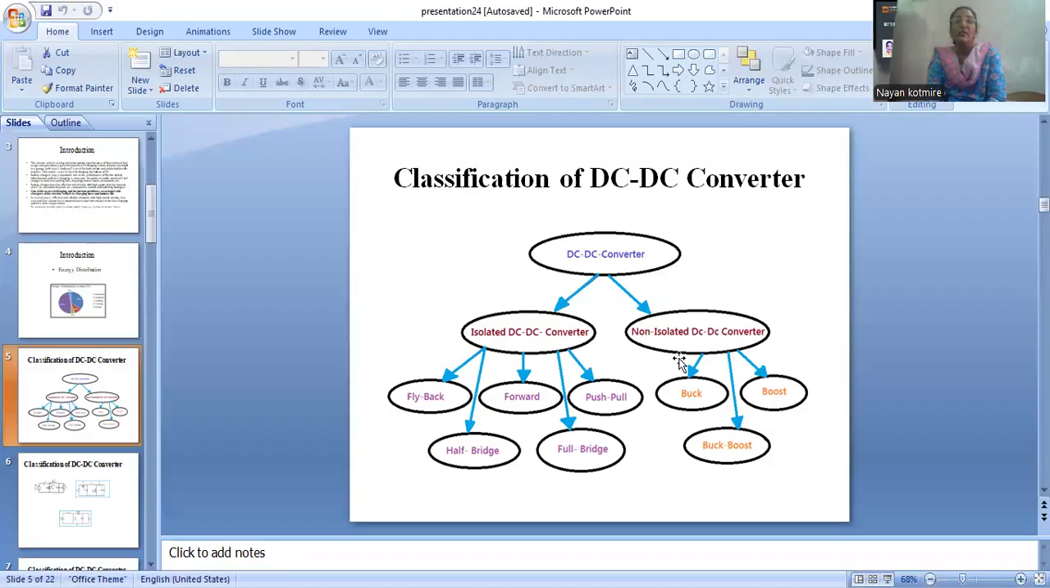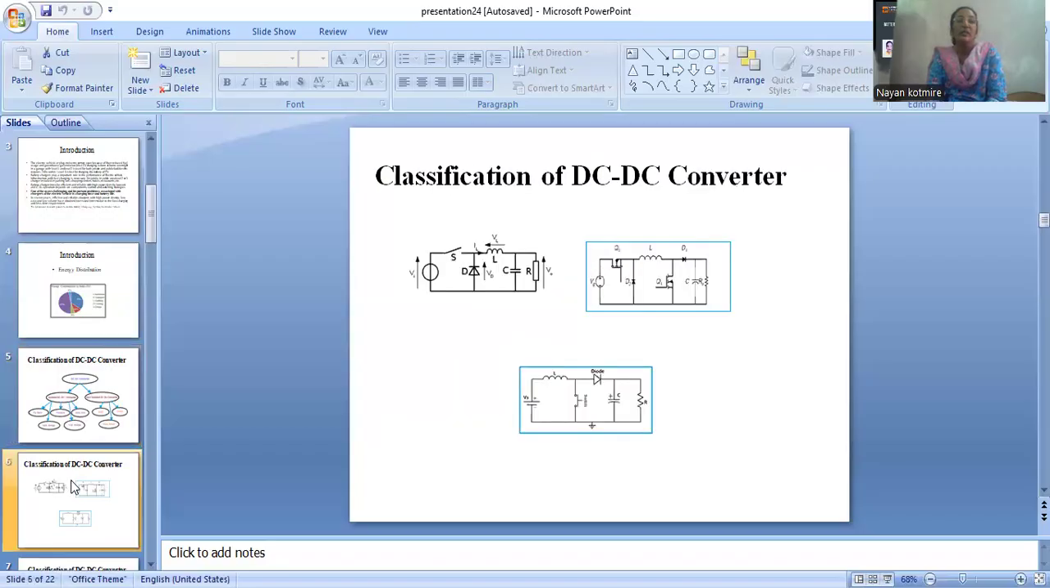The main concentration is on the non-isolated DC converter. This is the classification of non-isolated DC converter. Reference number 16 designed the buck converter, reference number 17 designed the buck-boost converter, and reference number 18 designed the boost converter. Reference number 16 designed the buck converter with inductor, diode, and capacitor. Reference number 17 designed the buck-boost converter in cascaded mode, and reference number 18 designed the boost converter for the PV array.